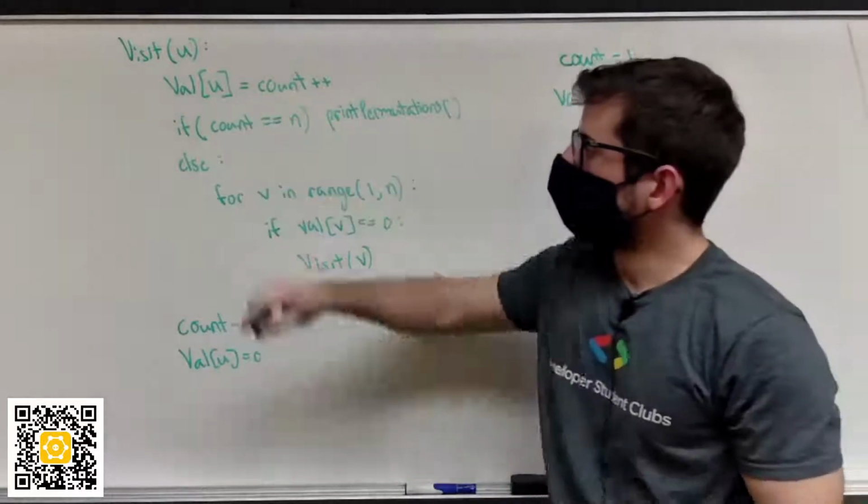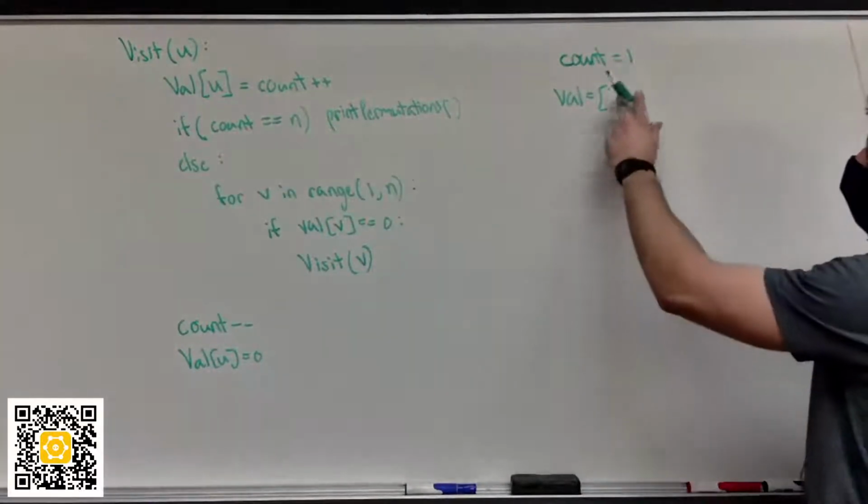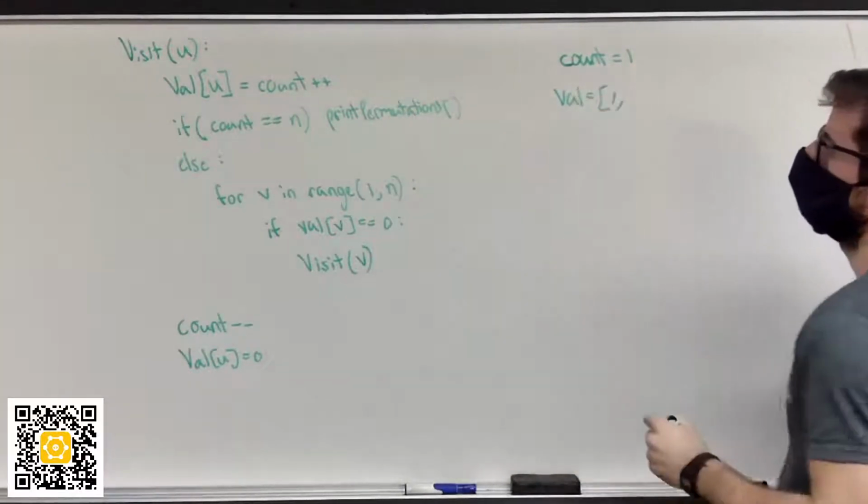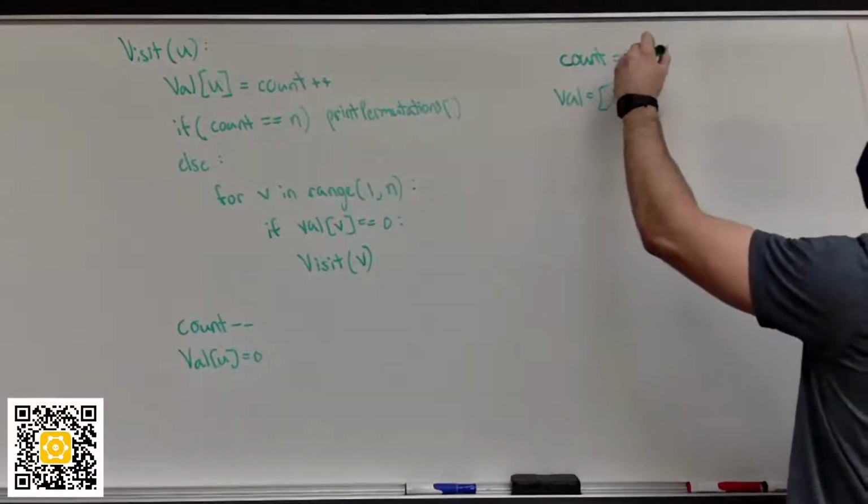So we called it with 1. We set it at position 1, at index 1. We want to set it equal to count. We have 1 here. And now count gets incremented from 1 to 2.